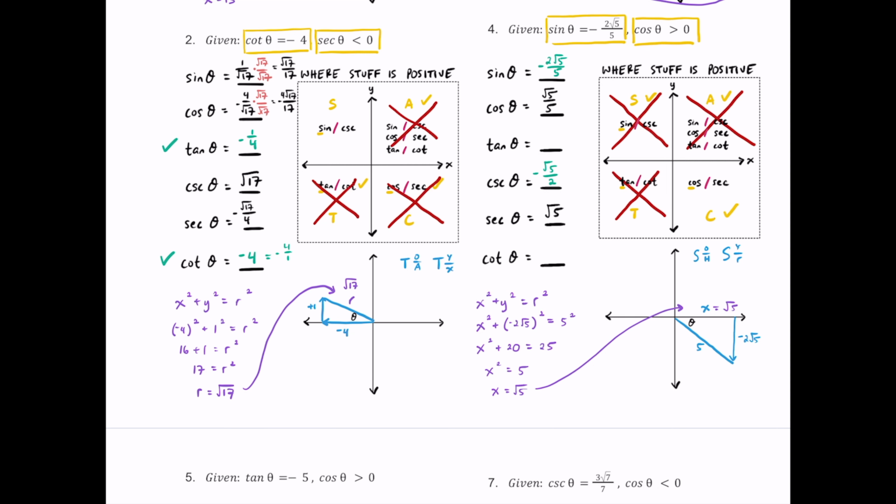for the most simplified ratio. And then finally, for our tangent ratio, tangent of theta is going to be the opposite over the adjacent, also known as y over x. So we can go ahead and write that this is going to be negative 2 root 5 over root 5. And you can notice that those root 5s are going to cancel out, and that's just going to equal -2 for the ratio. And if we flip that upside down for cotangent, that's just going to be -1/2.